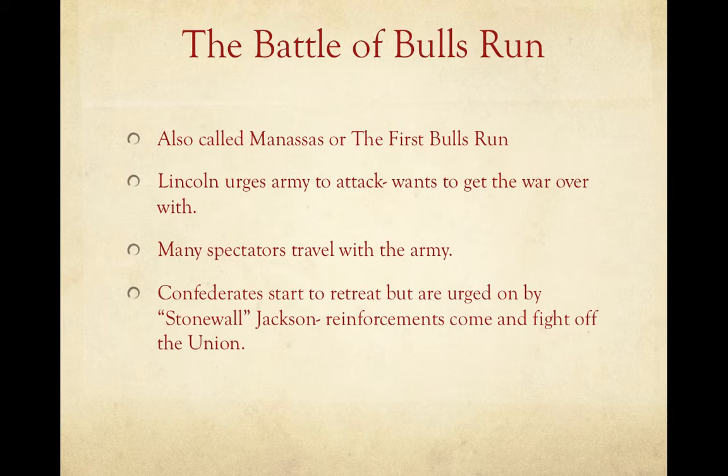Bull Run. And in this battle, Lincoln will force his army to attack.